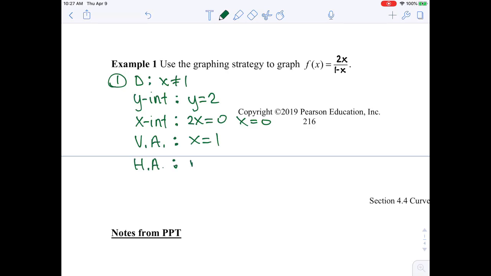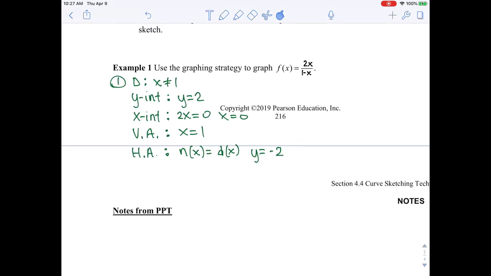Horizontal asymptote: we're going to use those previous rules we did before, where we look at the degree of the numerator and the degree of the denominator. The degree of the numerator and the degree of the denominator are the same, so we use the coefficients, which would be y equals -2, or 2 over -1. Okay, second part.